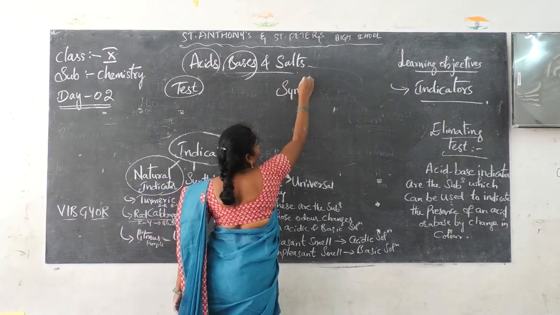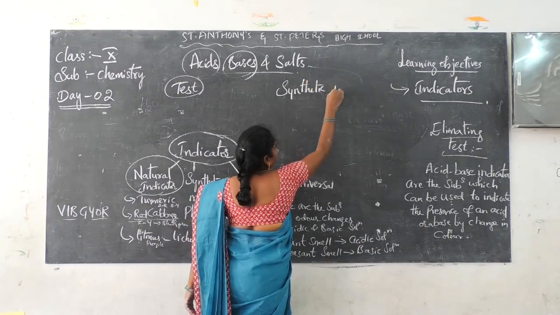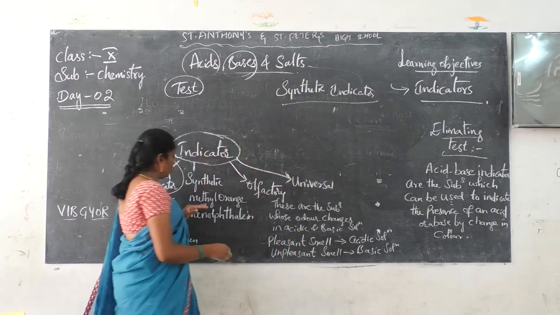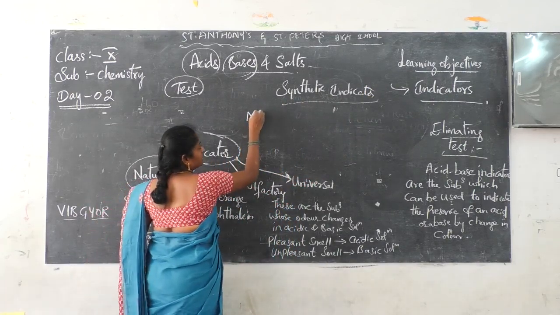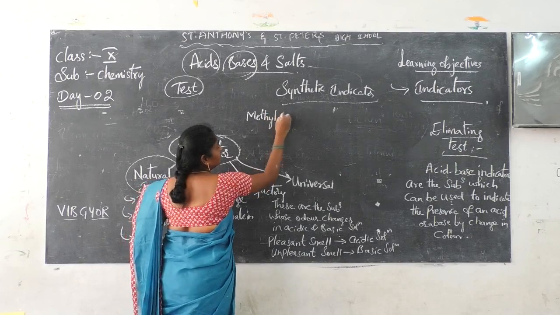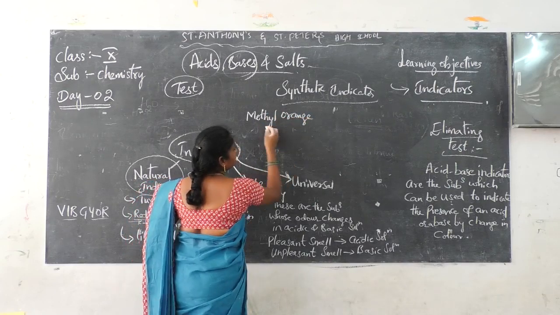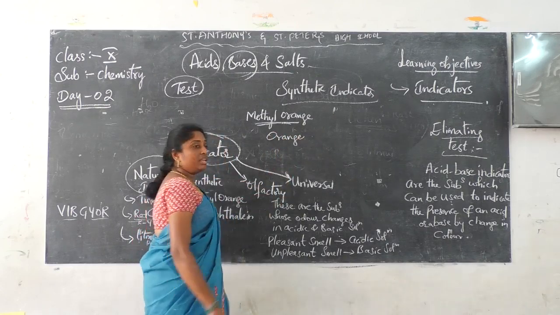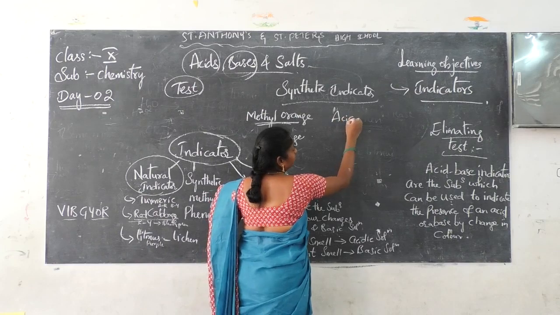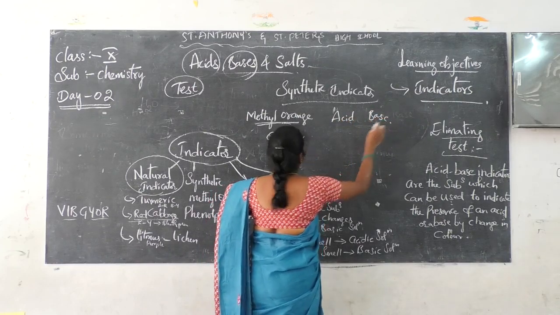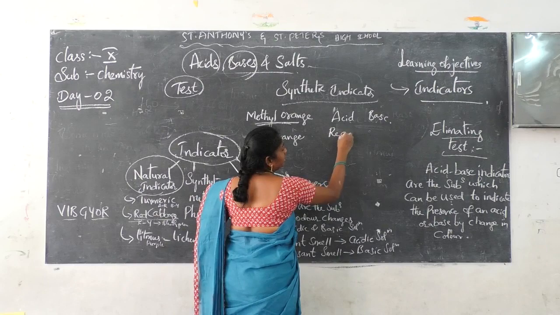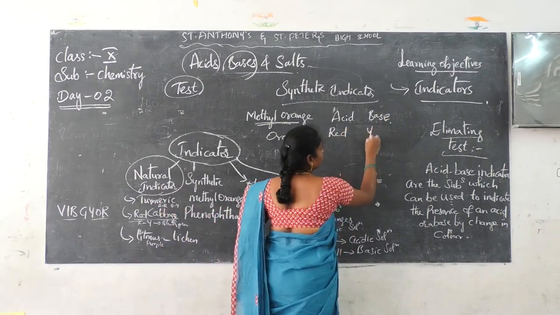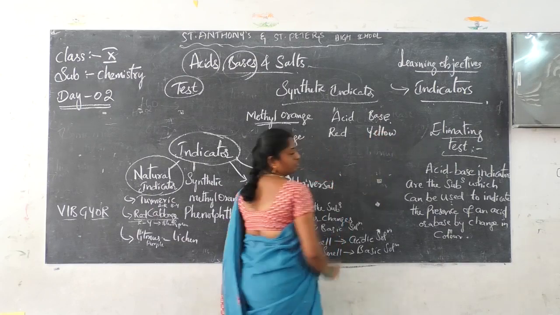Okay, so now we talk about the synthetic indicators. In the synthetic indicators, I am taking two examples. Methyl orange. Do you know what is the original color of methyl orange? The original color of methyl orange is orange. But when it is reacting with an acid, it changes into red in color, and when it is reacting with the base, it changes into yellow in color.